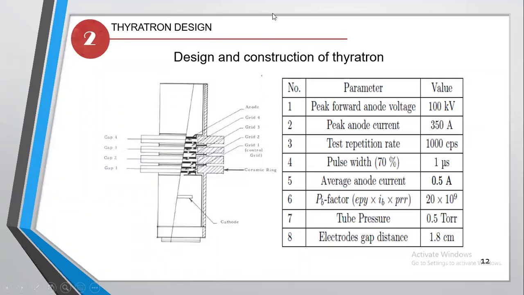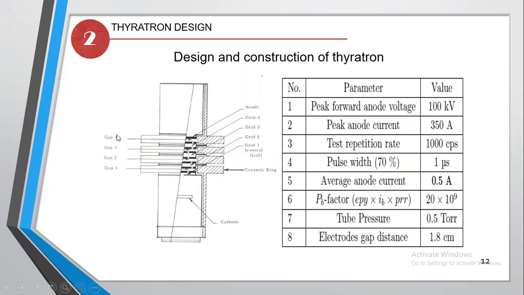Design and construction of thyratron. As we told earlier in this presentation, the peak forward anode voltage will be 100 kilovolts, peak anode current 350 amps, repetition rate 1000, pulse width 1 microsecond, average anode current half an ampere, and the P factor will be 20 multiplied by 10 to the 9, which is 20 giga. Tube pressure will be half a torr, and electrode gap distance will be 1.8 centimeters.